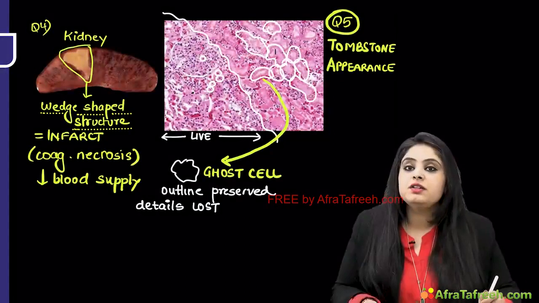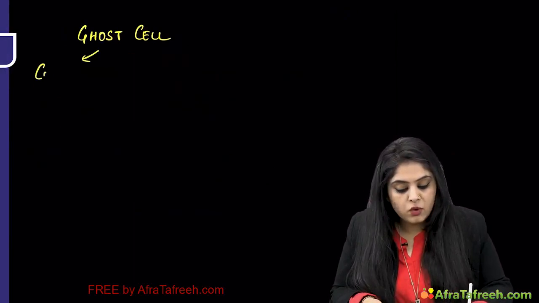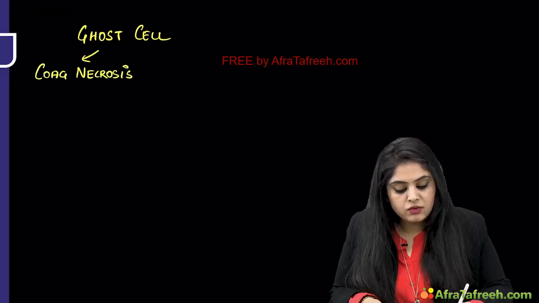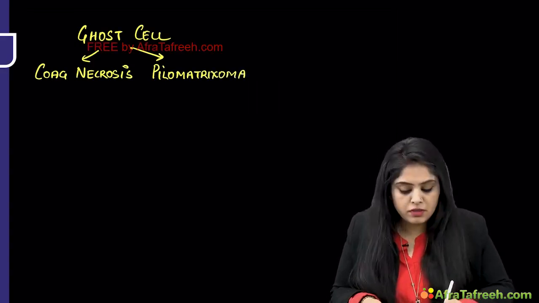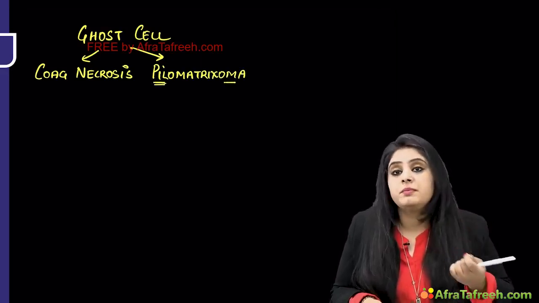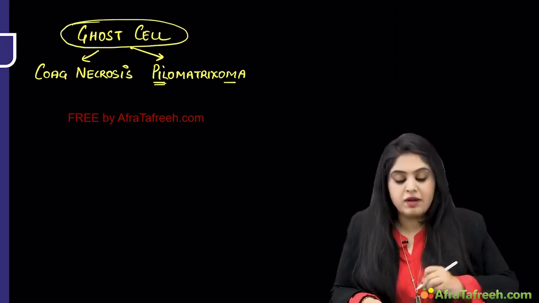So where else do you see the ghost cells and the tombstone appearance? Let's quickly revise that. So please remember, whenever the ghost cell word comes in pathology, number 1, you will think of coagulative necrosis. That's point number 1. And the second that you're going to think of is a skin appendageal tumor, and that is pilomatrixoma. Pilomatrixoma. If you ask me what kind of tumor it is, oma means it's a benign tumor. Pilo means hair. So it's a hair appendageal tumor. So remember, there are only 2 ghost cells of pathology that you have to know.